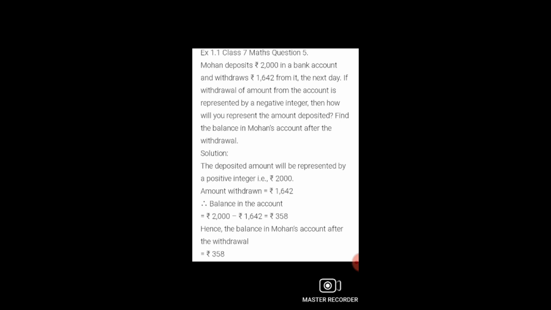Next, fifth question. Mohan deposits rupees 2000 in a bank account and withdraws rupees 1642 from it the next day. If withdrawal of an amount from the account is represented by a negative integer, then how will you represent the amount deposited? Find the balance in Mohan's account after the withdrawal. So the deposited amount will be represented by a positive integer, rupees 2000. If you deposit some amount, it will be added to your account. If you make a withdrawal, that amount will decrease in your account.